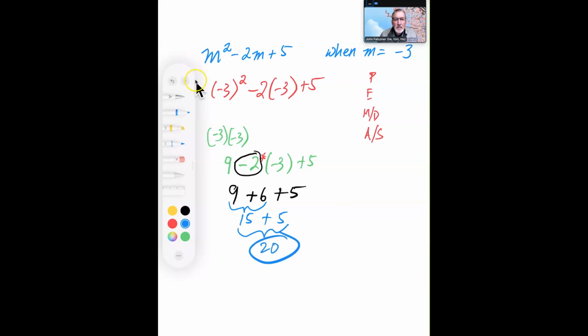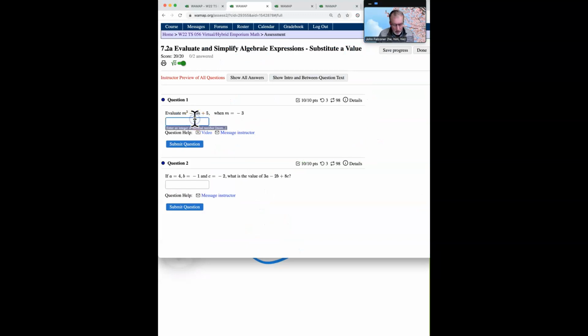So all of this, when we substitute -3 into this expression with the variables, we end up with (-3) squared minus 2 times (-3) plus 5. And we work it out. We've got 4 steps here. We get 20. So let's try that, see how we did. 20.